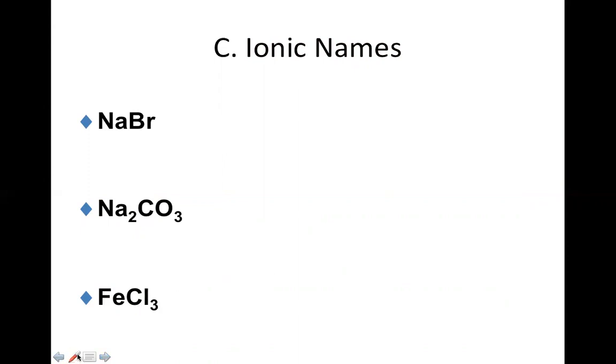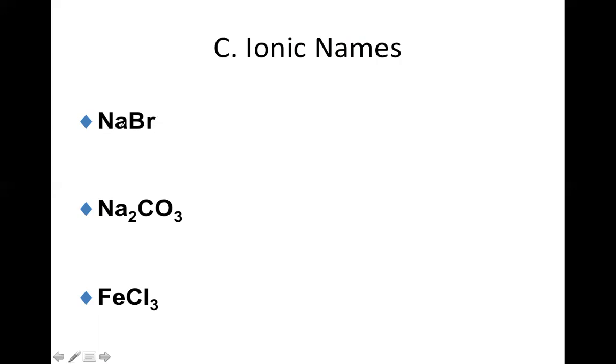All right, this first one, we have NaBr. How do we know it's ionic? Na, we know, is sodium, and sodium is a metal. Br is bromine, which is a nonmetal. So metal, nonmetal, therefore it's ionic.